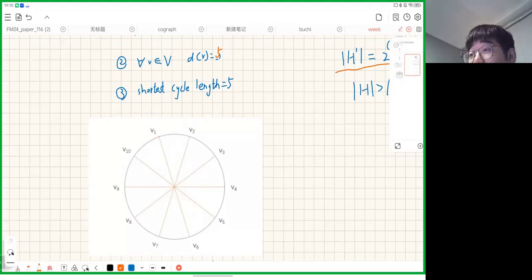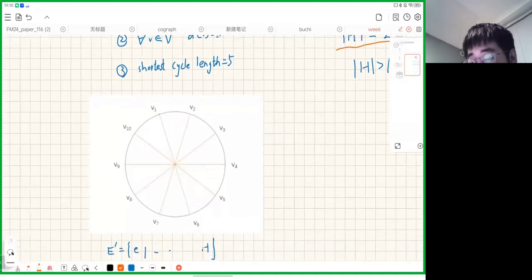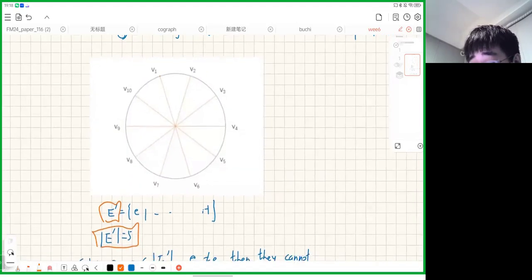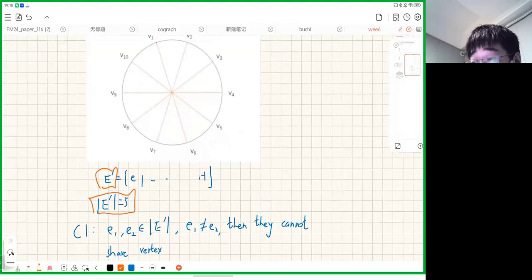So let's try to add these 5 additional edges. Let's put all these edges inside a set called E prime. And we know that E prime has five edges. So I want to make some claims. First, no two edges will share one vertex in E prime.